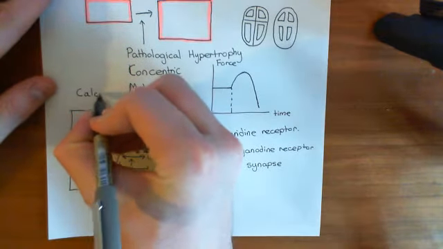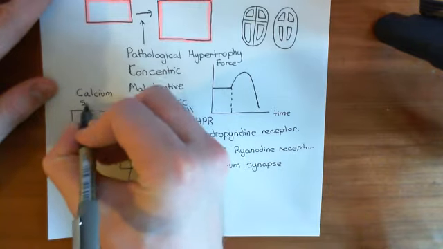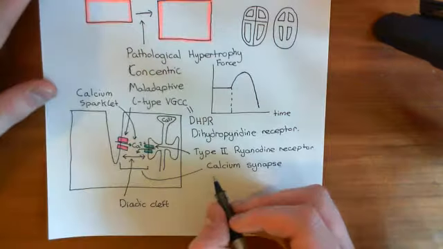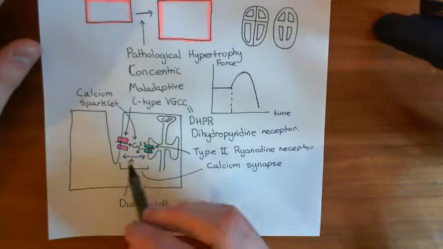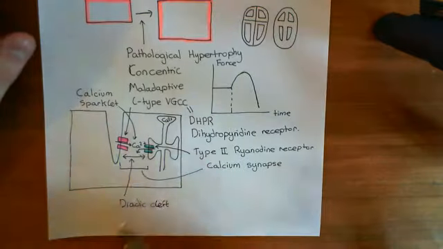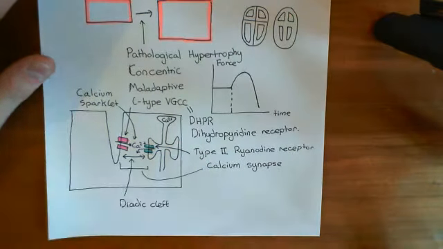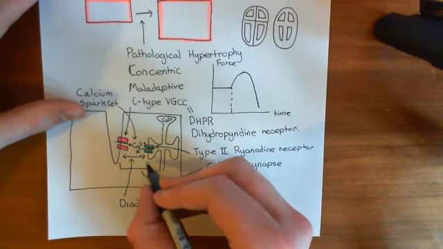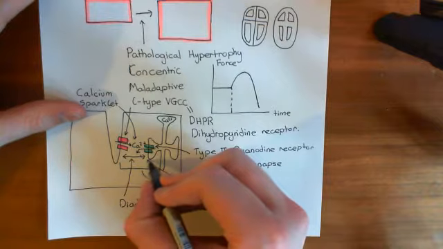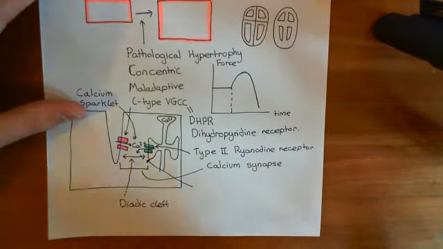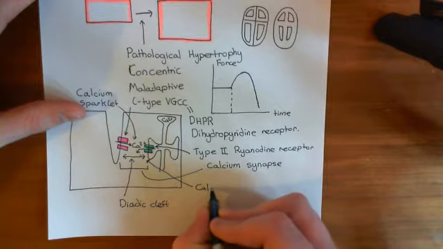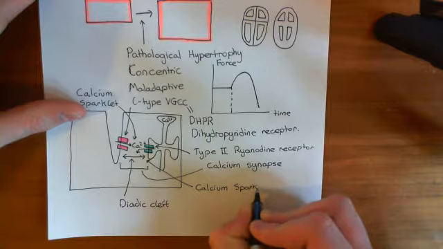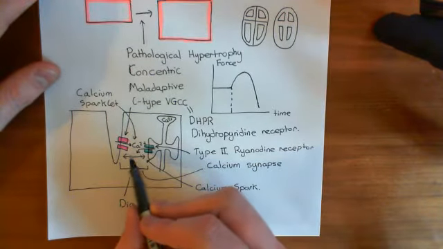It's called a calcium sparklet. So the little rise in calcium that you get around an L-type voltage-gated calcium channel when it opens is called a calcium sparklet. The calcium sparklet is going to diffuse across the dyadic cleft and open the type 2 ryanodine receptors, which will release a huge amount of calcium from the SR. And this much bigger rise in calcium that you get because the type 2 ryanodine receptor is opened, that's called a calcium spark. So at each of these calcium synapses, what you'll have is calcium sparks being produced.